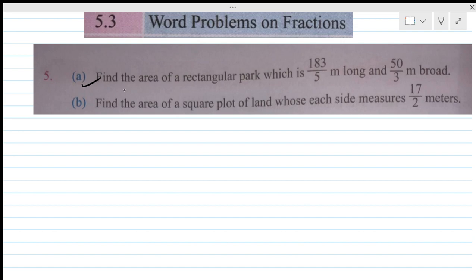So we are asked to find its area, and when we find the area of a rectangle, we have to find the product of the length and breadth. That is the rule for finding area of rectangle. So the same we have to apply here. So here length and breadth are given. Length is given here 183 by 5 meters, and breadth is given 50 by 3 meters. So their product we do, and we get the area of the rectangular park. So for this A number, we find area of rectangular park.